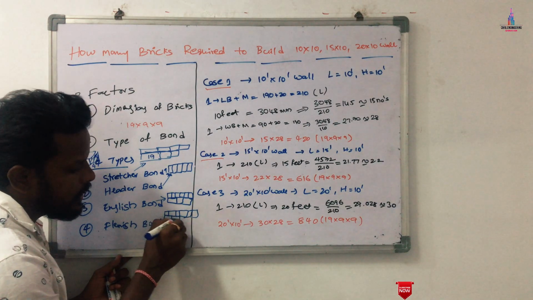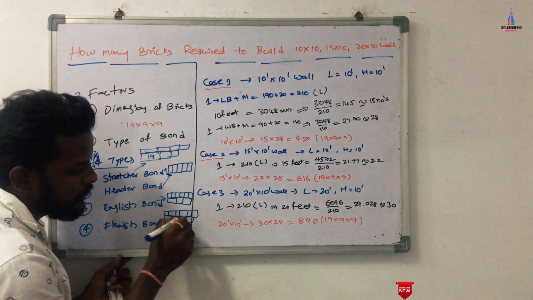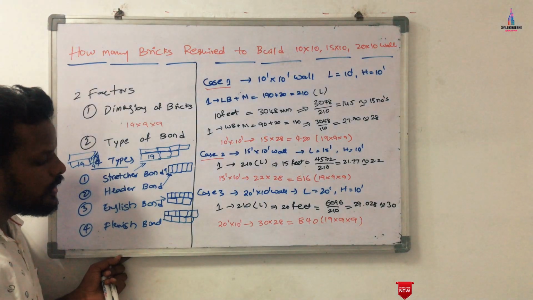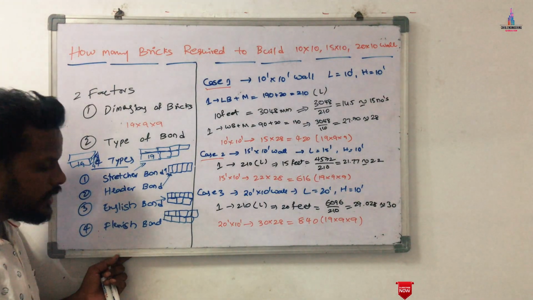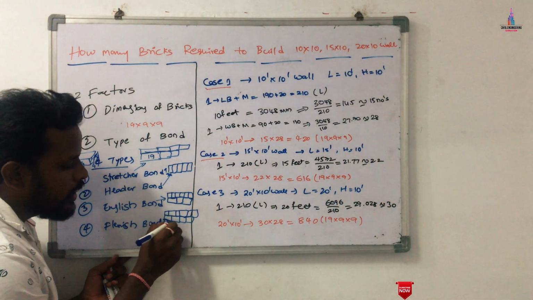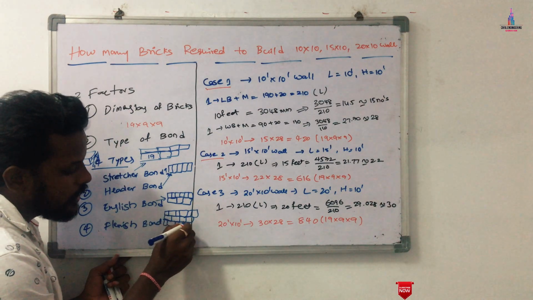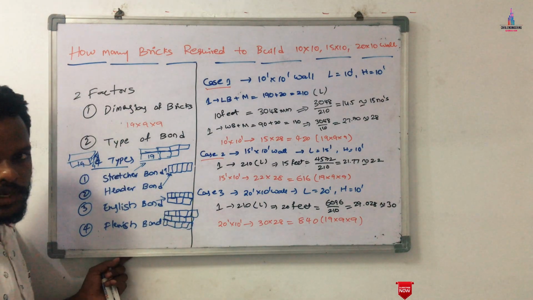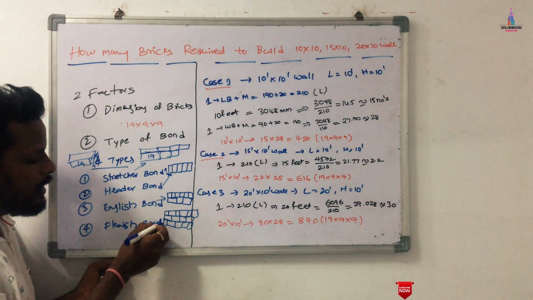Again, in the same process, we will consider stretcher here, stretcher here, stretcher here. There is no header in the second portion. Again, in the third portion, we will consider the header, again stretcher, again stretcher, again stretcher, header, like this. This comes under the Flemish bond.